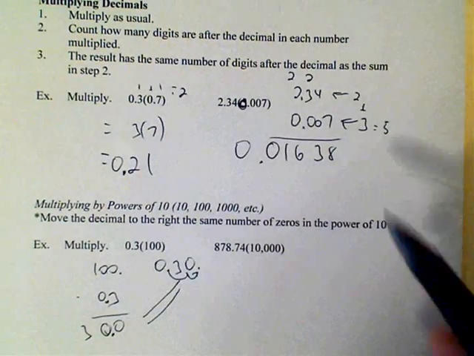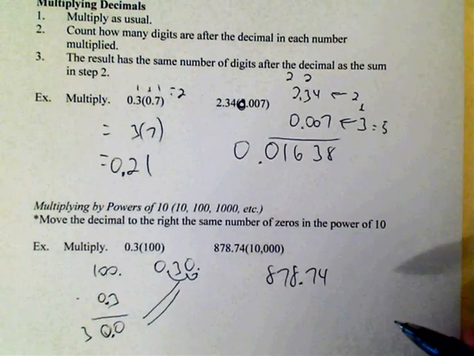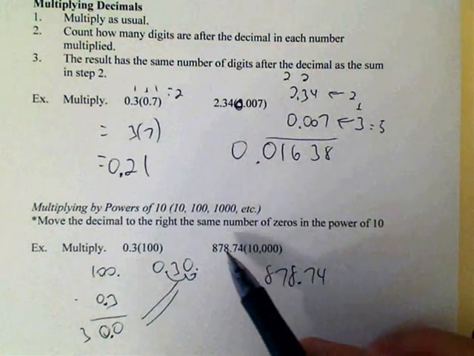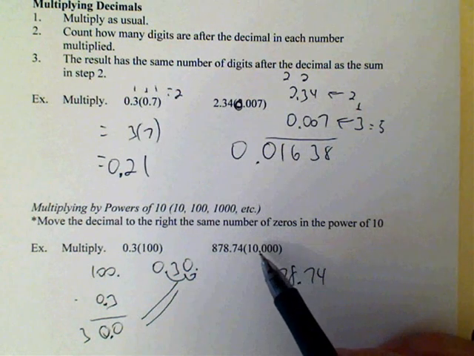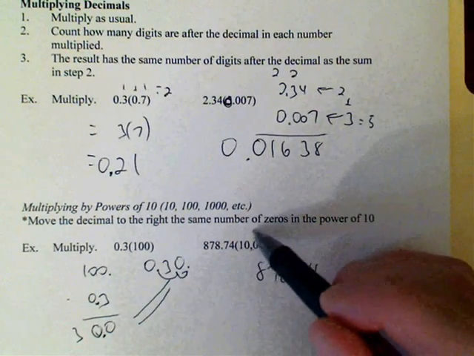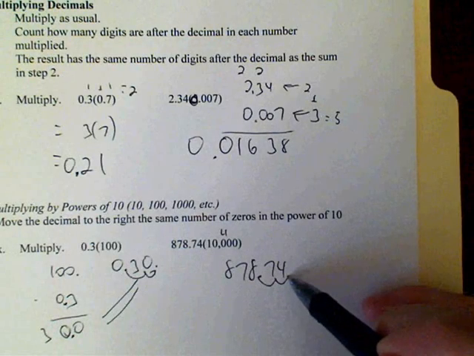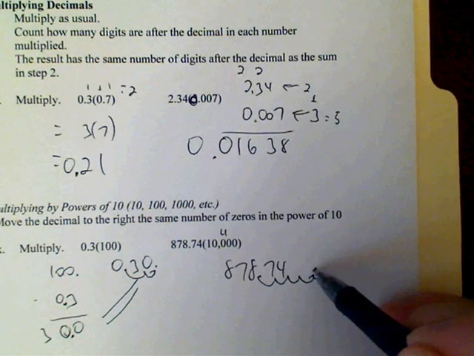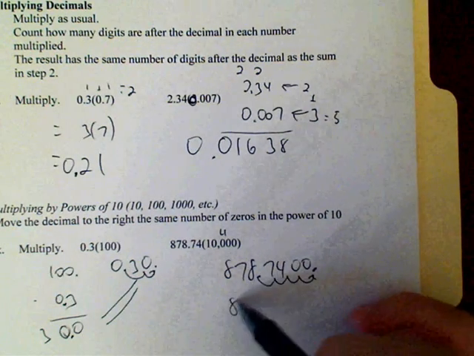So keeping that in mind, watch this one. We're going to times this by 10,000, which means we're going to make it a lot bigger. 10,000 has 4 zeros in it. So let's move this decimal 4 places. To make it bigger, we move it to the right. 1, 2, 3, 4. Put your decimal, use 0 as placeholders. And there you have it.